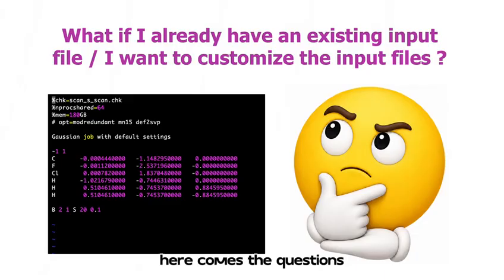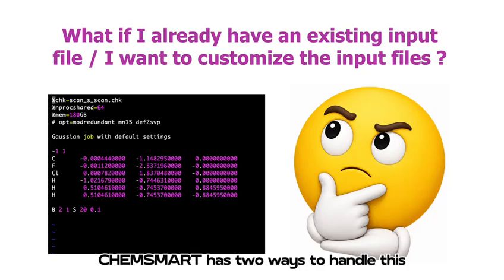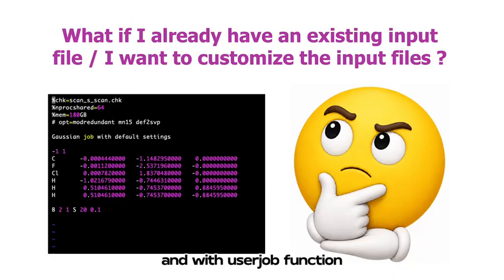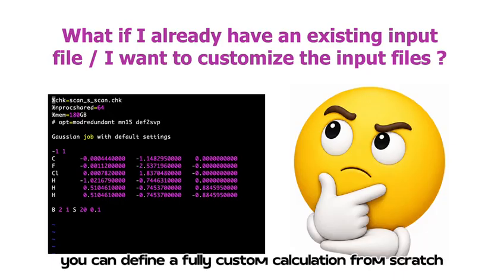Here comes the question. What if I already have an existing input file, or I want to customize the calculation task? CHEMSMART has 2 ways to handle this. With the com function, you can directly submit a Gaussian input file that you already prepared yourself. And with the user job function, you can define a fully custom calculation from scratch.